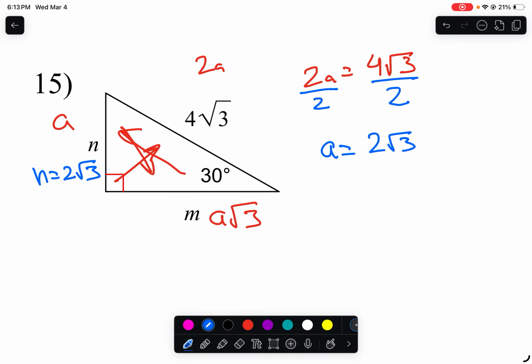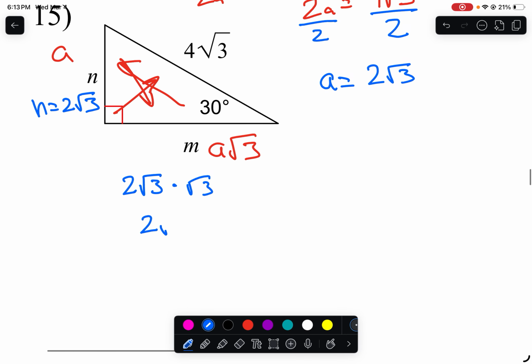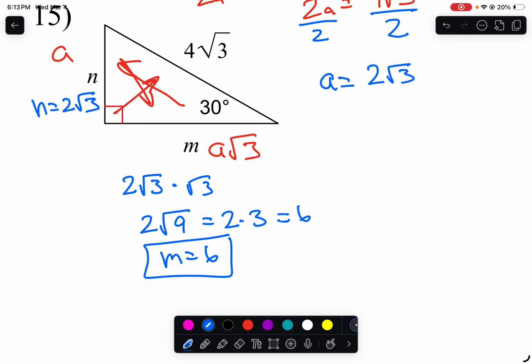Next, to find my m, I need to do a times root 3. Well, if a is 2 root 3, I'm going to do 2 root 3 times root 3. I get 2 root 9, which is 2 times 3, which is 6. So m is equal to 6.